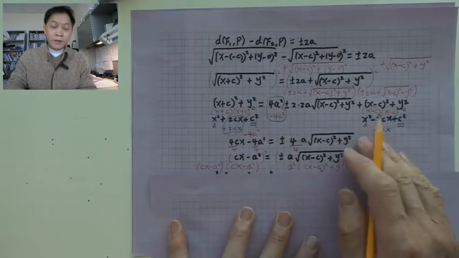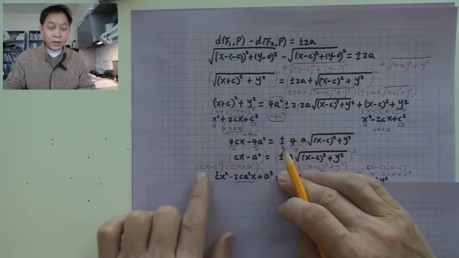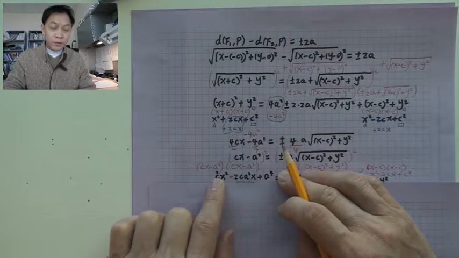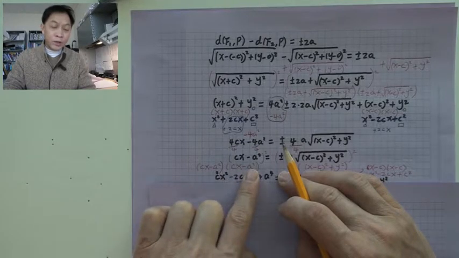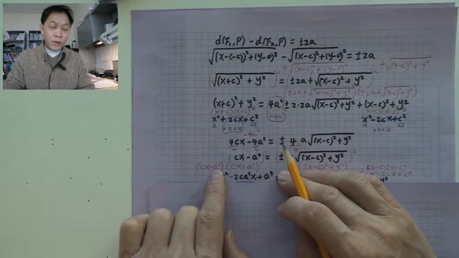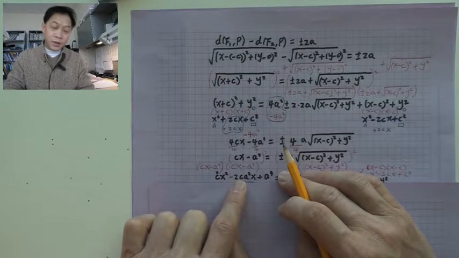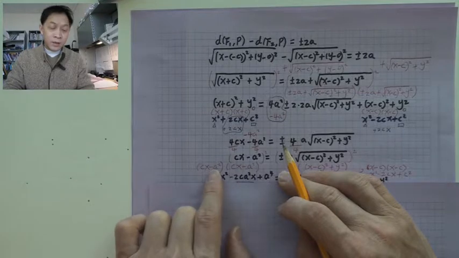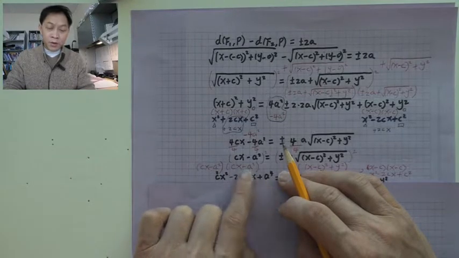Okay, that's this one. Now, if you FOIL the left hand side, you should have cx times cx. So that's c squared x squared. Cx times negative a squared, and a squared times cx negative. So you have a double, 2, here, ca squared. Negative a squared times negative a squared is a to the 4th.